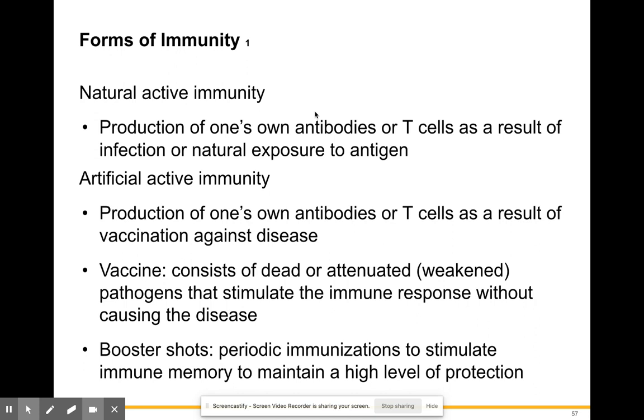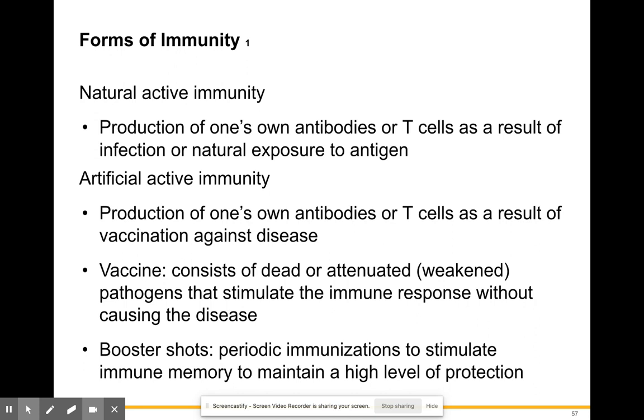Someone who has artificial active immunity is someone who produces their own antibodies as a result of a vaccination against the disease. Okay, so what a vaccine does is it gives you a portion of the pathogen, and it tricks your body into thinking you're actually sick when you're actually not sick. But the same result happens. The result is antibodies are produced against that pathogen.